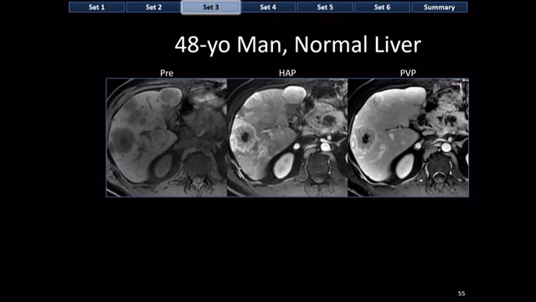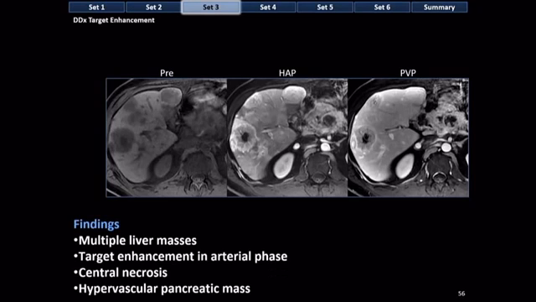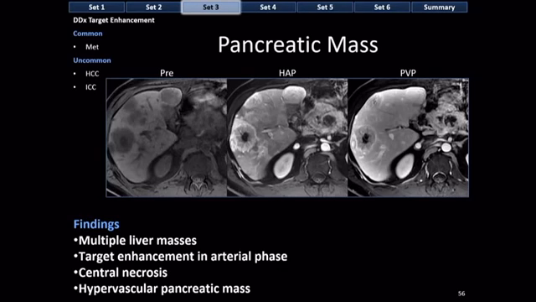So this is a neuroendocrine tumor of the pancreas that has metastasized to the liver. But let's pretend we didn't know that and go over the differential diagnosis of target enhancement. So the most common cause of target enhancement is metastasis. An uncommon cause of target enhancement is HCC, or intrahepatic cholangiocarcinoma. That's it. That's your differential diagnosis for target enhancement.